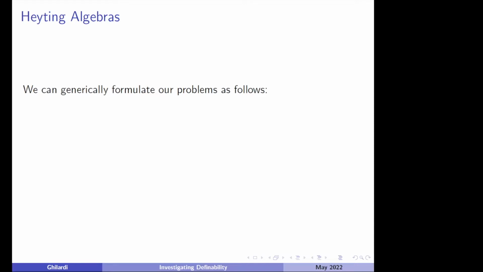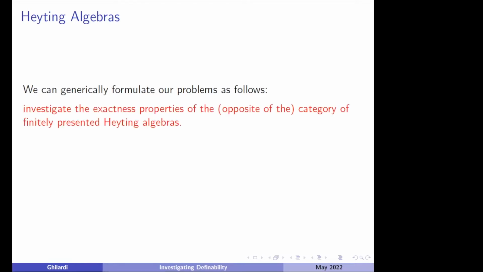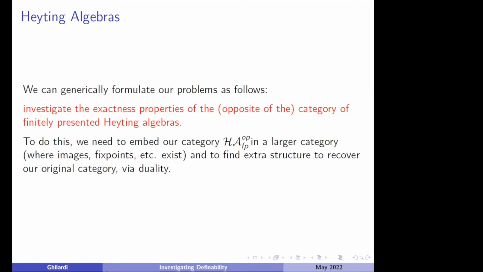Now, our problem can be stated in more categorical terms as follows. We have the opposite of the category of finitely presented Heyting algebras, and we want to investigate what kind of categorical structure is available in this case. HAFPOP is the opposite of the category of finitely presented Heyting algebras. I will embed it into a larger category where the structure that I want exists, and then recover our original category via duality and see what kind of this structure is definable already in the smaller category. This is the idea.